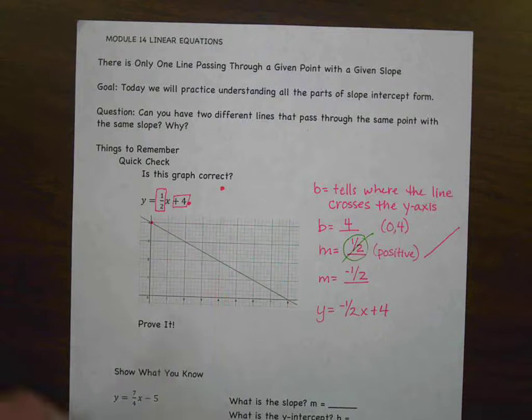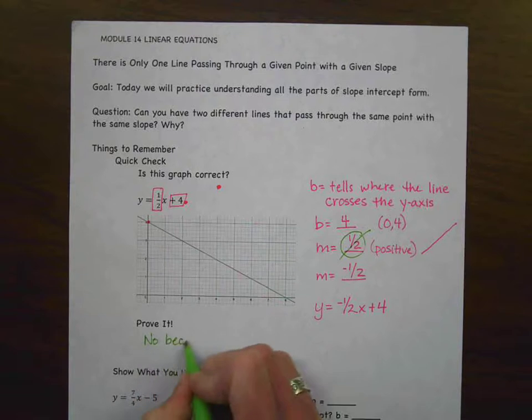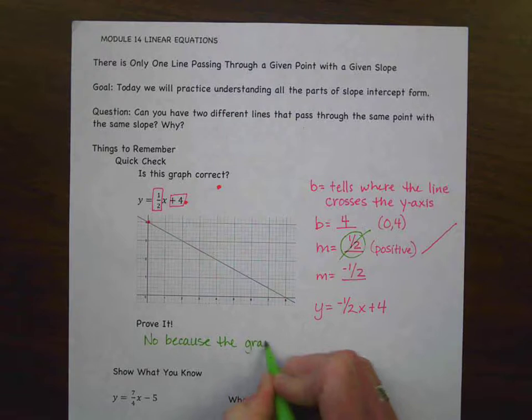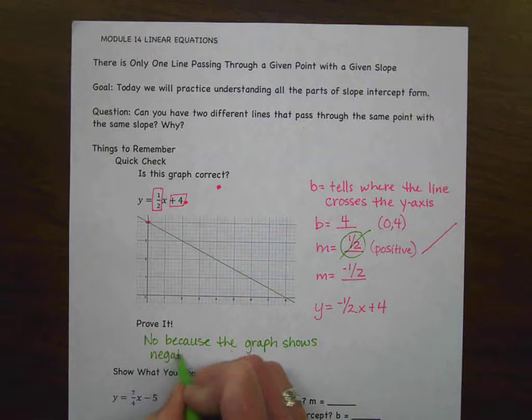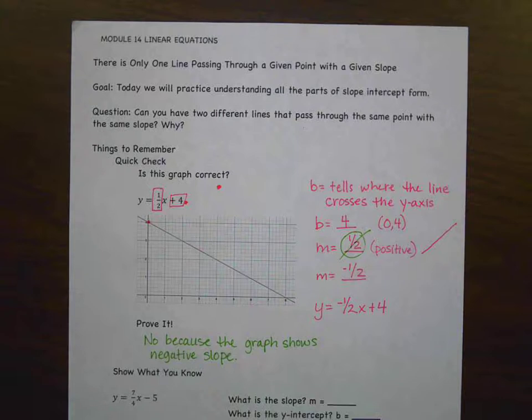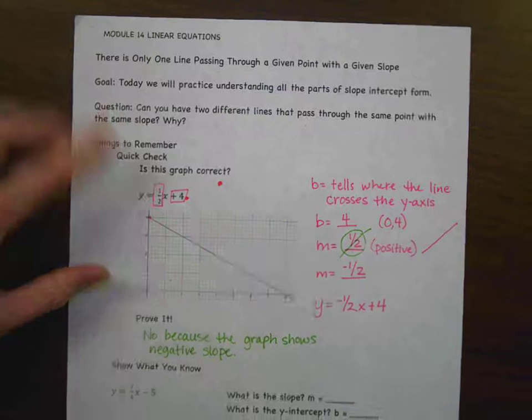And so to answer the question, is the graph correct? The answer that we have to write is no, because the graph shows negative slope. Okay? And it's very important that you be able to recognize that, okay? And so that's how we can prove that the graph does not match the given equation, okay?